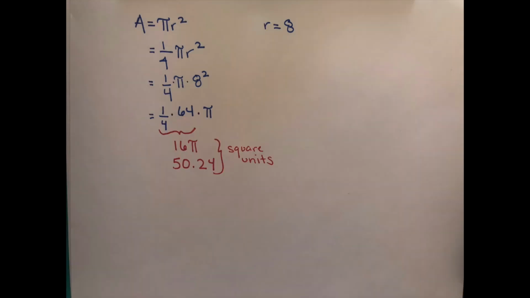So I could input 16 times pi, or at that point I can multiply 16 by 3.14, and I would get 50.24. And again, area, so square units.